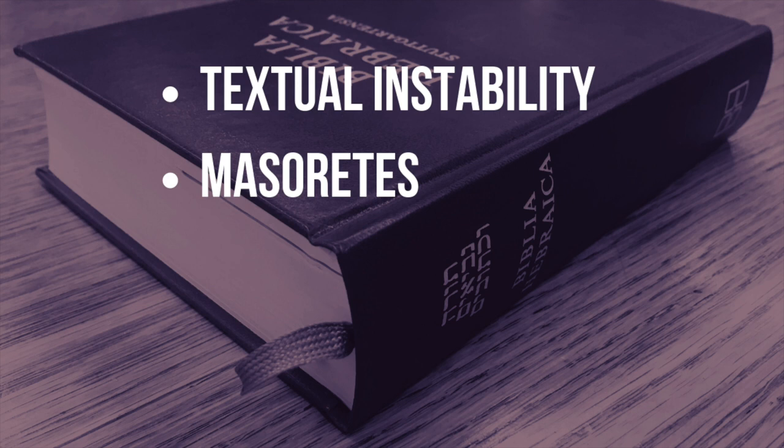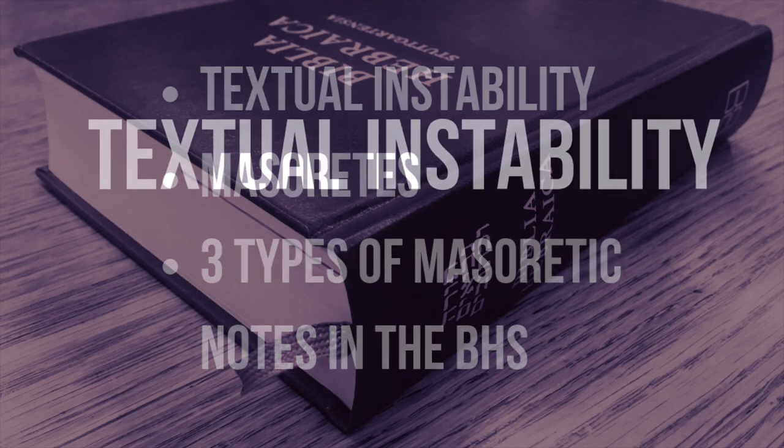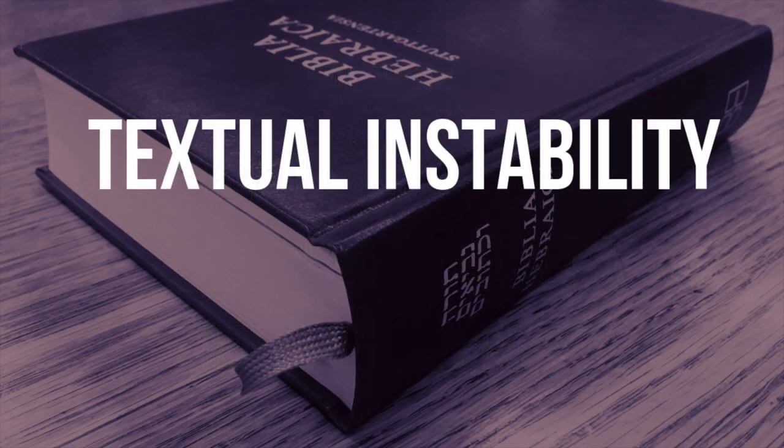That was their goal. And then finally, with this background information, we'll be able to look at three different types of Masoretic notes in the BHS. Masoretic basically means notes of those Masoretes. And there are three different types of these notes in the BHS. So let's get started. Let's begin with textual instability.